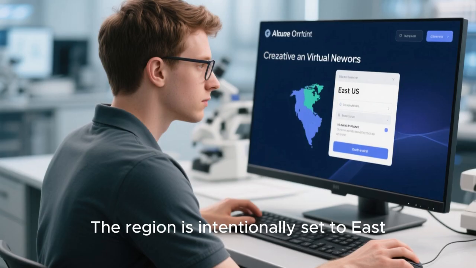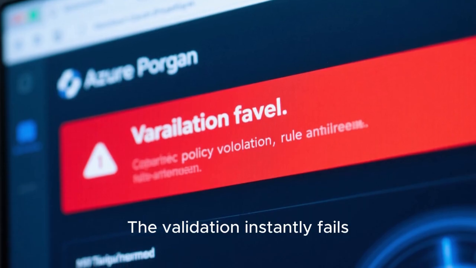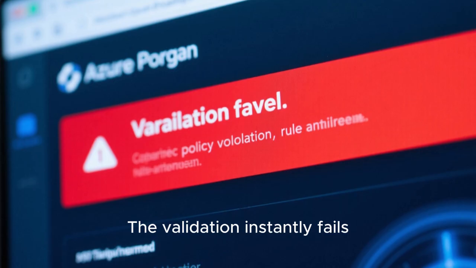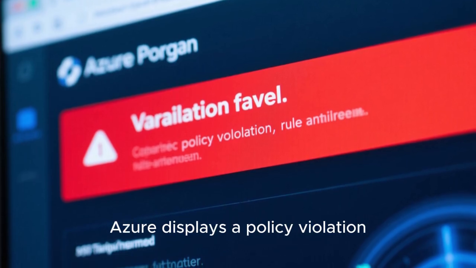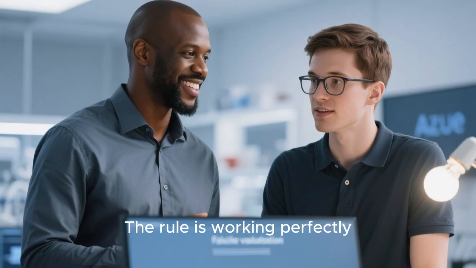The region is intentionally set to East US. The validation instantly fails. Azure displays a policy violation message. The rule is working perfectly.